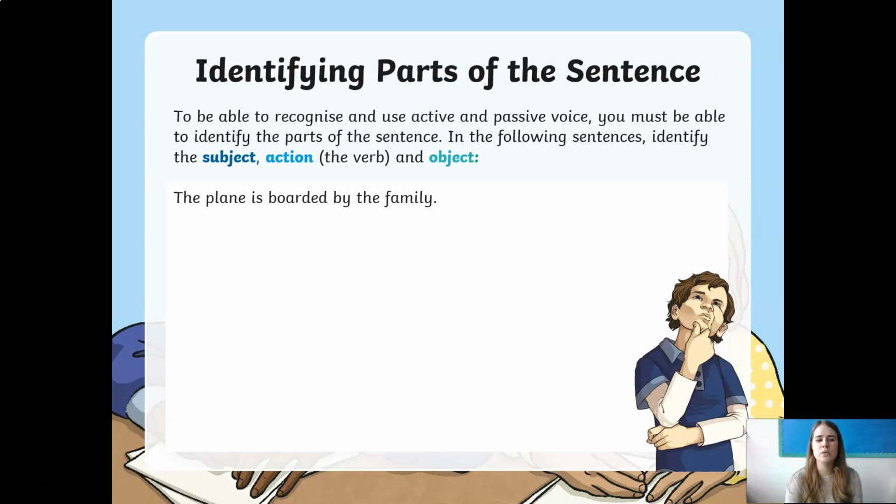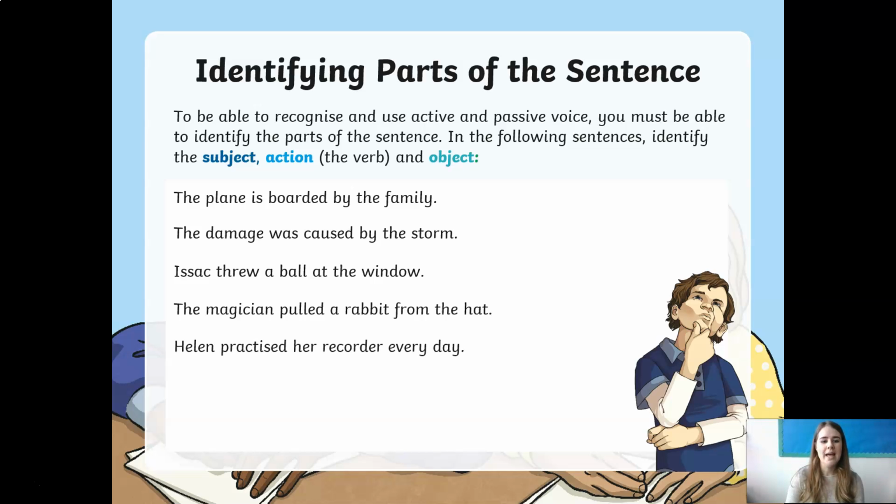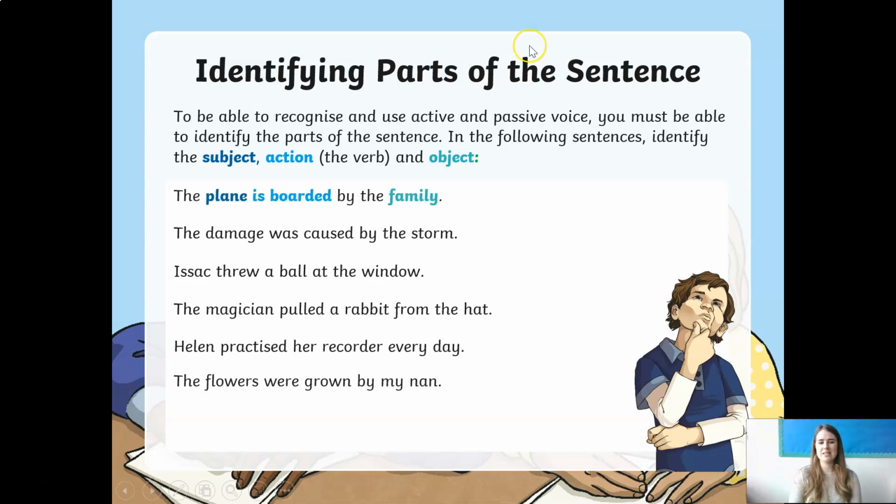So the plane is boarded by the family, okay? The damage was caused by the storm. Isaac threw a ball at the window. The magician pulled a rabbit from the hat. Helen practiced her recorder every day. The flowers were grown by my nan. Okay, so let's have a look at the first one here.